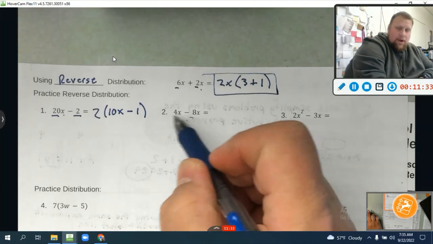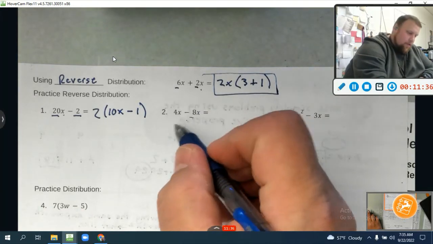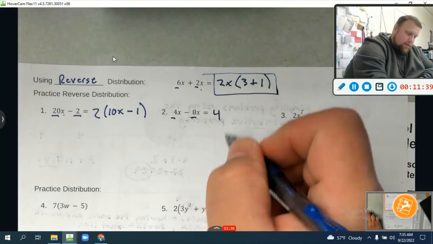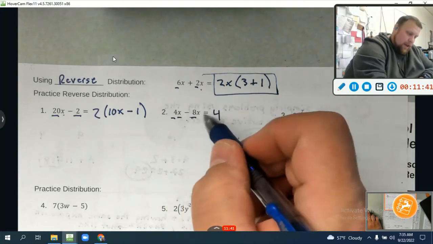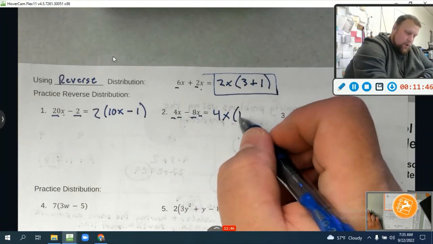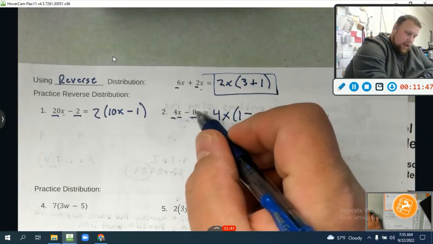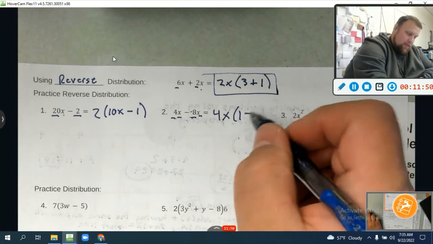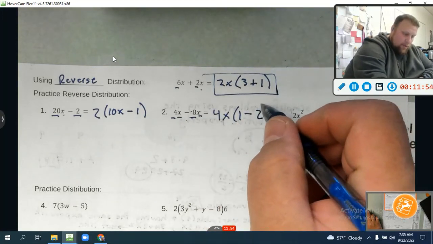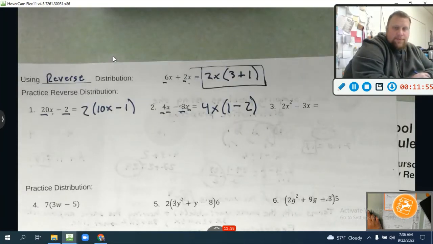How about this one right here? Look at 4 and 8, the coefficients. A 4 can go out of there. And they both have an x in common, so I can pull an x out. 4x divided by 4x is just 1, minus, and 8 divided by 4 is 2. X divided by x is 1, so I'm just left with 1 minus 2. Again, we're just leaving it here, guys.